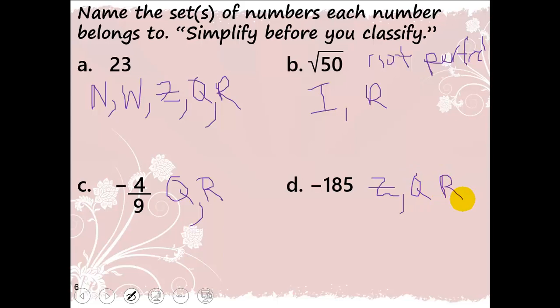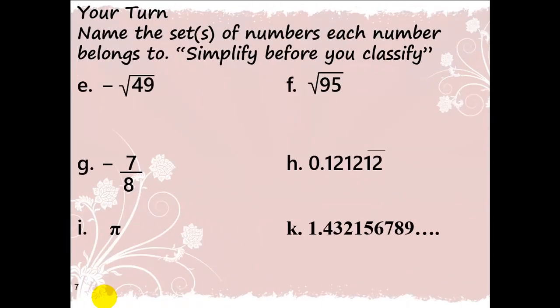So why don't you give yourself, hit pause, and go ahead and do a couple of these problems and see how you do. Remember to simplify before you classify. All right, I'm going to go ahead and simplify this to -7. Square root of 49 is 7, negative out in front. So this is an integer, Z. It's rational, Q, and it's also real, R.